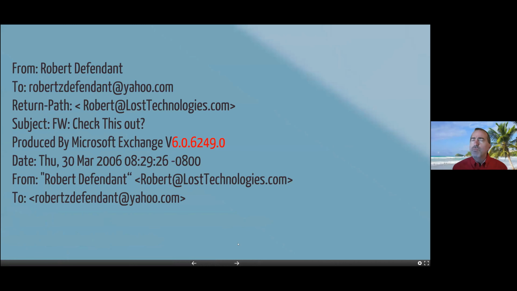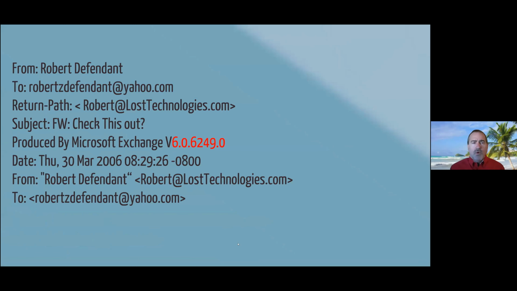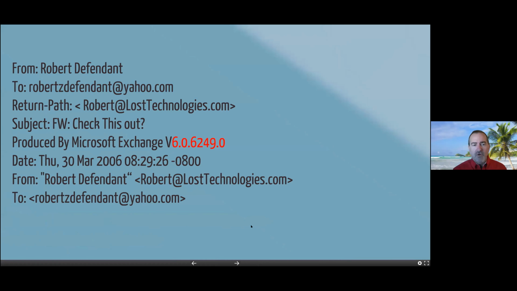Now, this is a few weeks later, so we could look at this and say, well, okay, this is a newer version of Microsoft Exchange. Maybe they did an upgrade in this particular time frame. So that was reasonable. Okay, send it to his Yahoo address, and it's from the old domain of the Lost Technologies email addresses from the corporation. And notice that there's actually a return path.